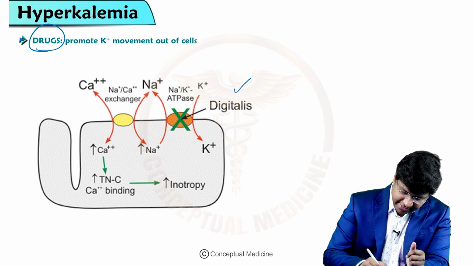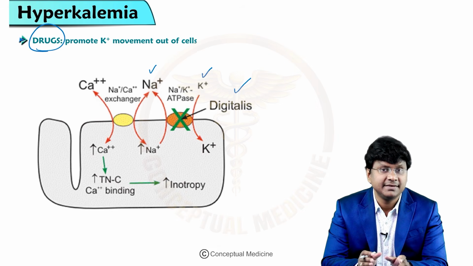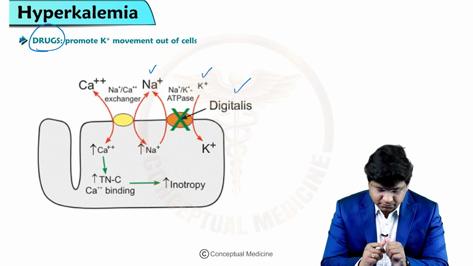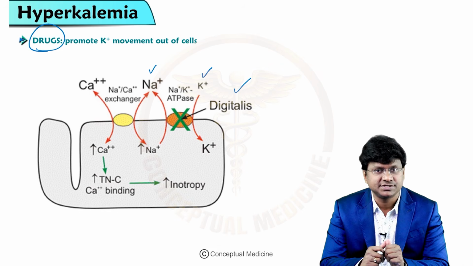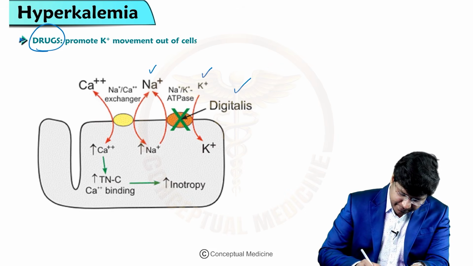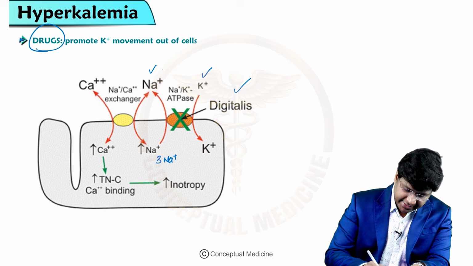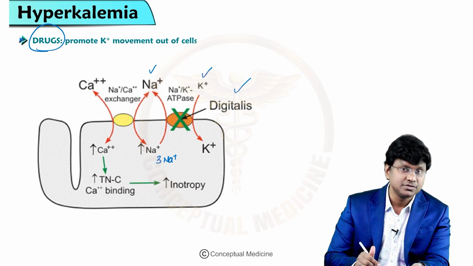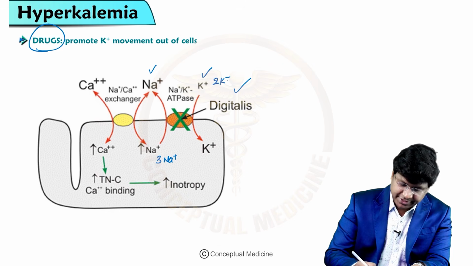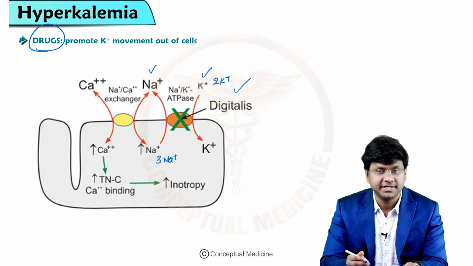Okay, so here we have the sodium potassium exchange pump. What will digitalis do? Digitalis will inhibit the membrane sodium potassium exchange pump. Now, what is the action of the sodium potassium exchange pump? It will send 3 sodiums from the intracellular compartment to the extracellular compartment. And simultaneously, it will bring 2 potassiums from the extracellular compartment to the intracellular compartment. That is what the sodium potassium ATPase does.